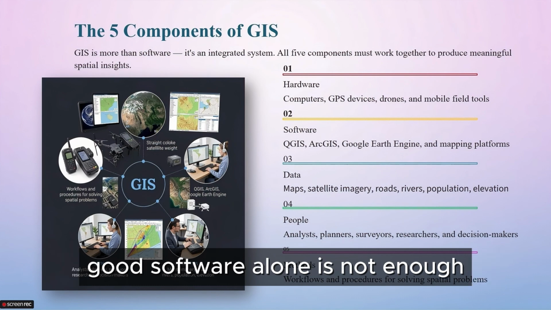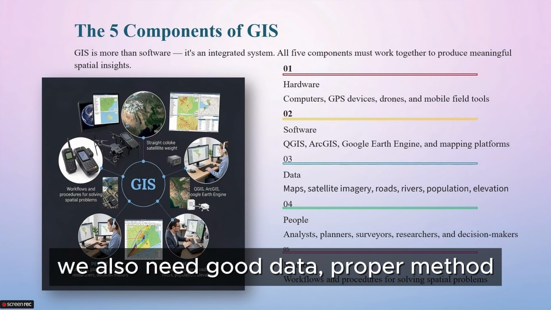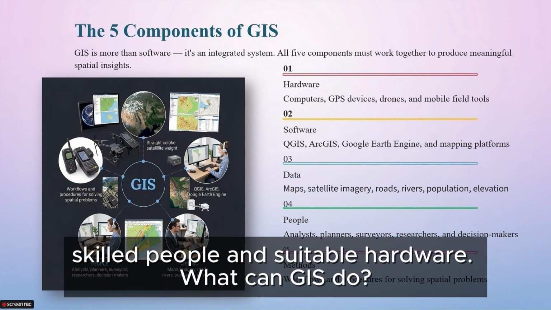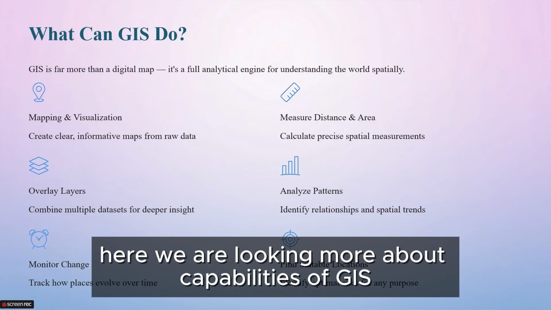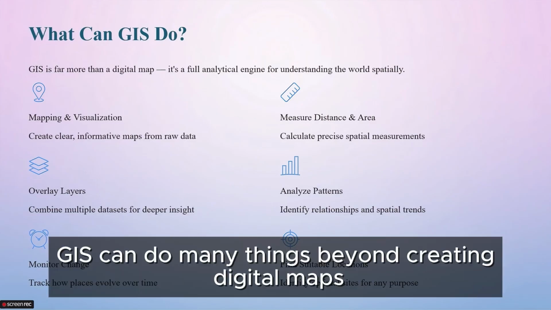Good software alone is not enough. We also need good data, proper method, skilled people, and a suite of hardware. What can GIS do? Here we are looking more at the capabilities of GIS. GIS can do many things beyond creating digital maps.